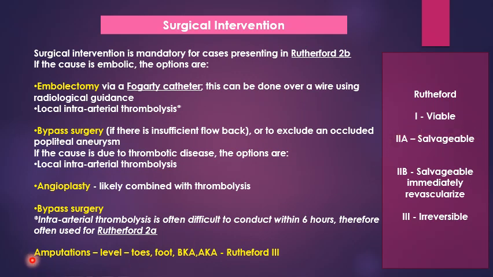And the last one, if everything fails, if the patient comes to you with Rutherford 3, irreversible, with massive tissue damage, then you have to do amputation. And the levels can be at the toes, the foot, below knee, or above knee amputation. So this is considered life-saving for all patients with Rutherford 3.